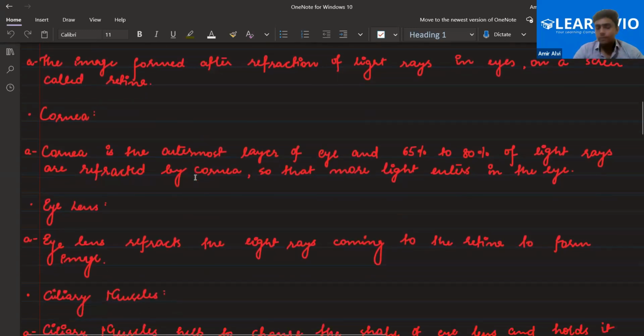Next is the eye lens. So we have seen this thing. The eye lens refracts the amount of light coming into the eye. The light coming into the eye will refract towards the retina, because the image is formed on the retina after refraction.